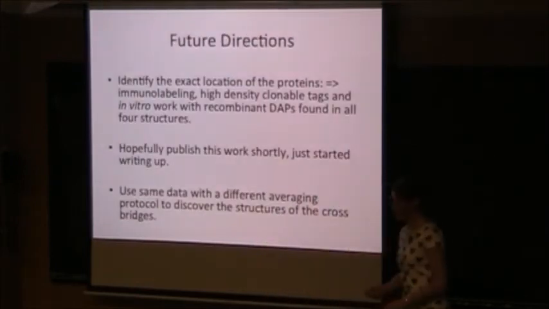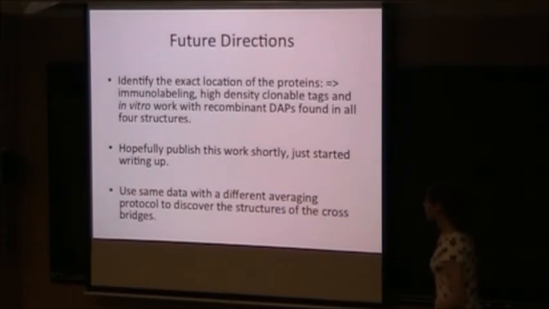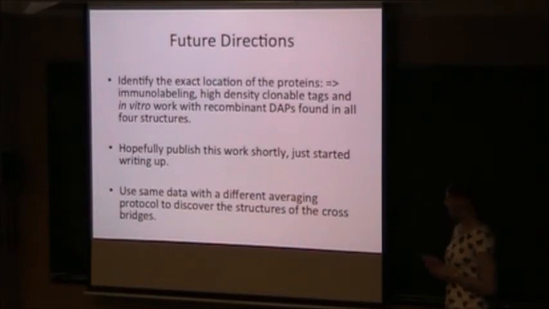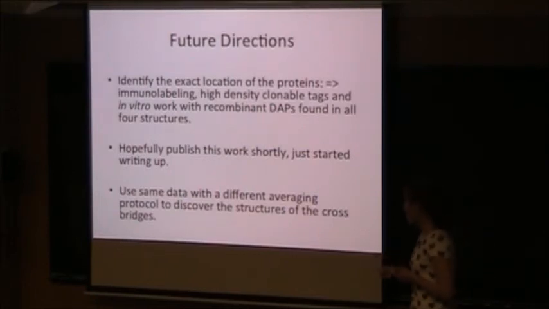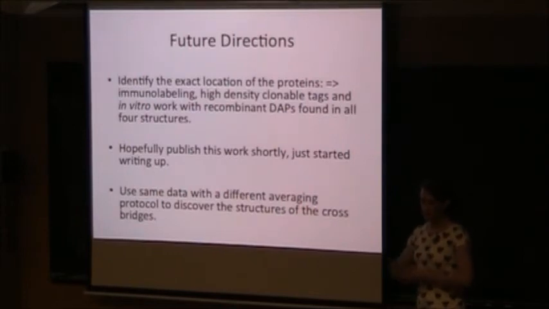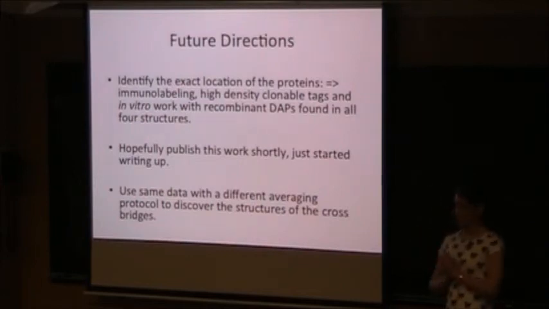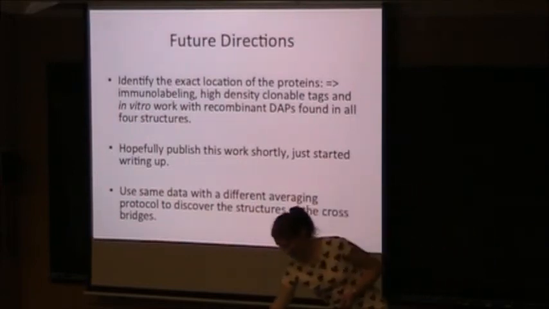So, future directions. Again, I already mentioned the high density clonable tag labels, which we're working with at the moment. And because we know our pool of 40 proteins, it's going to be easier for us to figure out which protein is where in the disc. Hopefully we're going to publish this work shortly, so we just started writing up. And what I would really like to do is, using the same data, change the position and the size of my subvolume that I'm picking out within my tomogram to try and home in on those cross bridges and find out their structure. And that's something really novel that no one's ever really been able to image, so that would be great if that works.